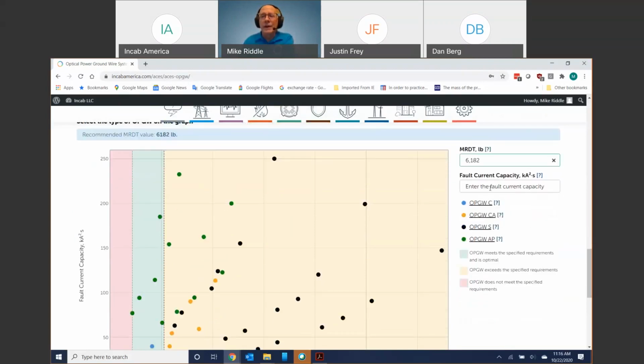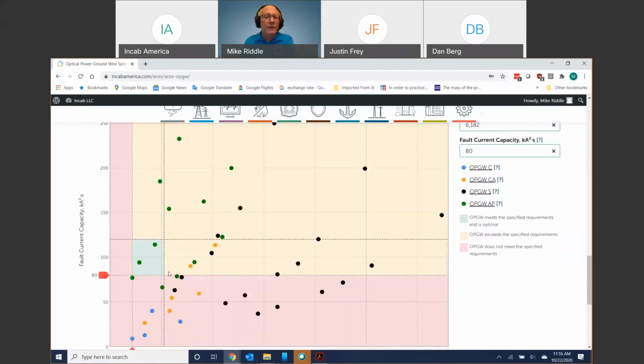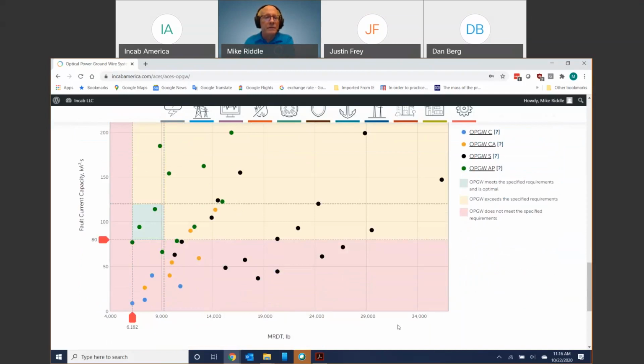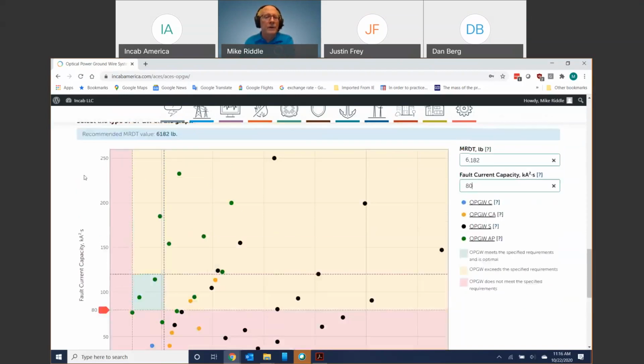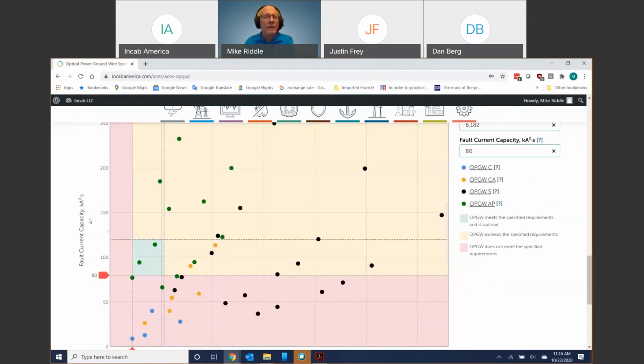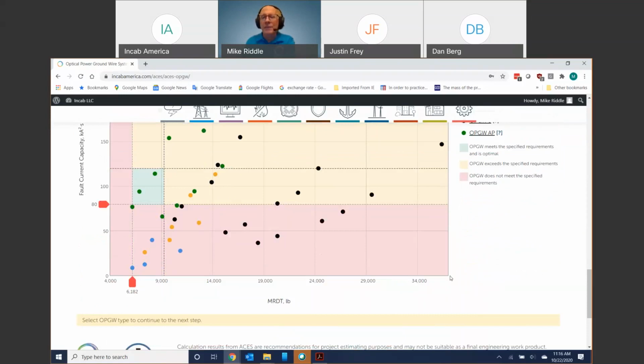So to that, you should add your fault current capacity. And the program does not necessarily do that for you, but if you look at the hint above, you can see how that number should be calculated. So I was talking earlier about 80, so let's use that. Now what you see on this table is a grid with cables by their MRDT value, by fault current value. So you see we've got cables from fault current of 0 to up to 250, and we have MRDTs ranging from 4,000 pounds to over 34,000 pounds.